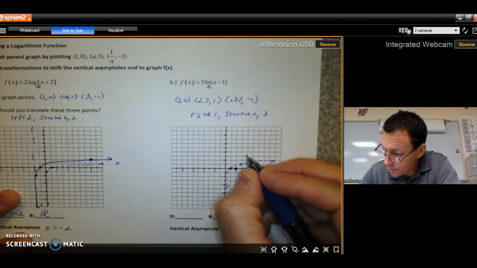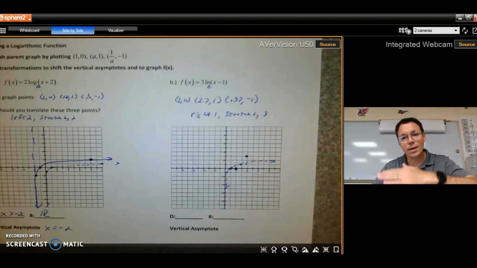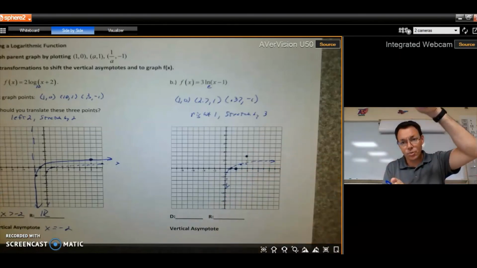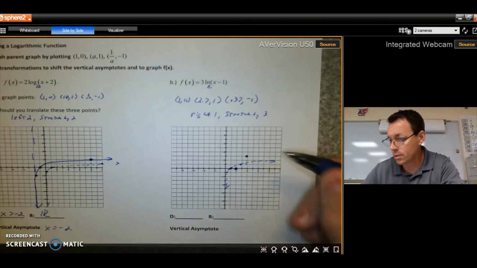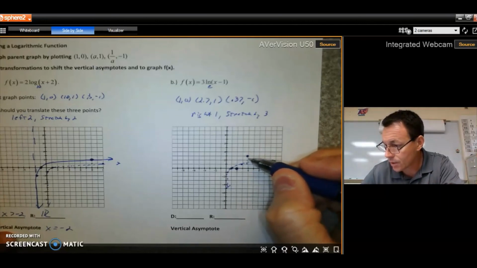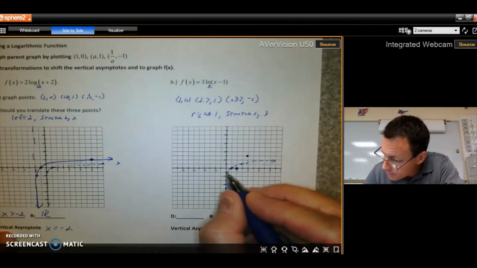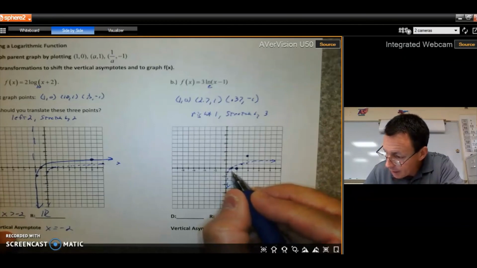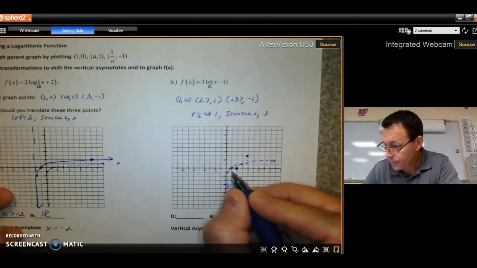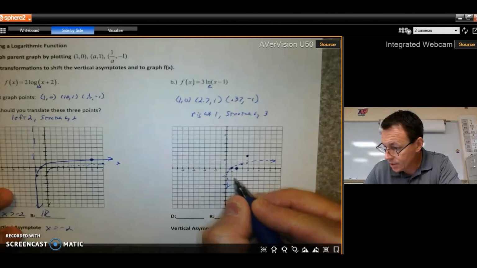Now, I'm going to go up 2. Why did I go up 2? Well, I was already at 1. I'm stretching it by 3, so it needs to go up to 3. So that's what this is right here. Okay, so I stretched it up. This point, I'm going to go right 1, but I'm going to pull it down. So instead of down 1, it's going to go down 3.